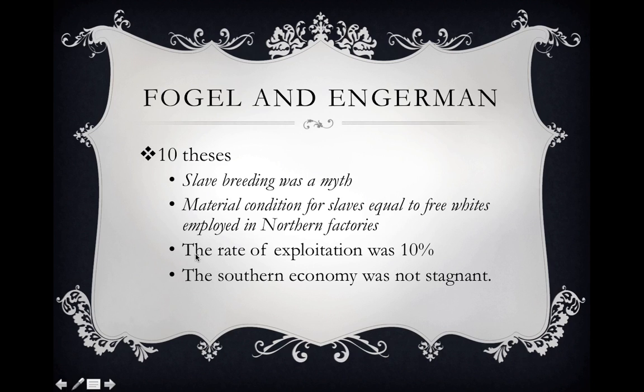Also, they take a look at the exploitation rate. Okay, wait a minute, here's another argument that the material condition of slaves was equal to free whites employed in northern factories. Well, here's the argument. Again, I don't agree with this type of comparison because you're comparing individuals who are free. Remember, the argument that you can compare the condition of slaves to free individuals doesn't really hold, because slaves can't leave.